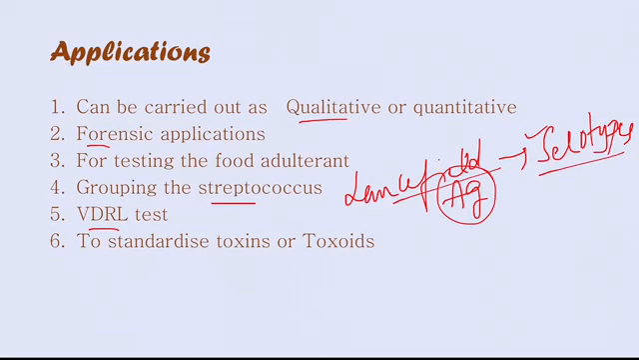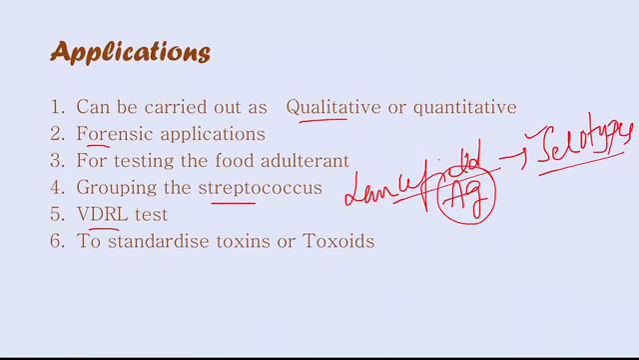Precipitation test has an application in the VDRL test. VDRL means Venereal Disease Research Laboratory. This is the test used for the identification of the organism Treponema pallidum, which causes syphilis, a sexually transmitted disease. To identify the organism that causes syphilis, the VDRL test is generally used. These precipitation reactions are also useful to standardize toxins or toxoids. These are some of the applications of precipitation reactions.